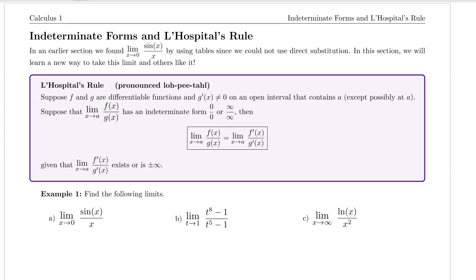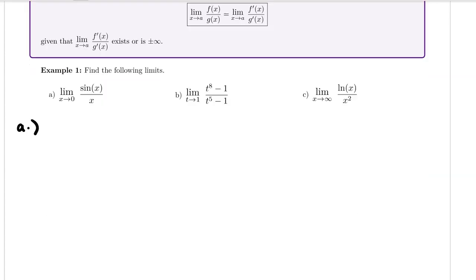Let's see how we can put L'Hopital's rule to use. For part A, we have the limit as x approaches 0 of sine of x over x. If I were to use direct substitution, so I'm putting DS over my equal sign to represent direct substitution, I would get sine of 0, which is 0, over 0. Now this is one of the indeterminate forms that we had discussed earlier. So because this is an indeterminate form, we are able to use L'Hopital's rule.